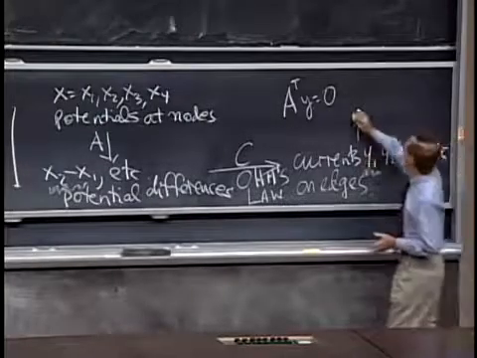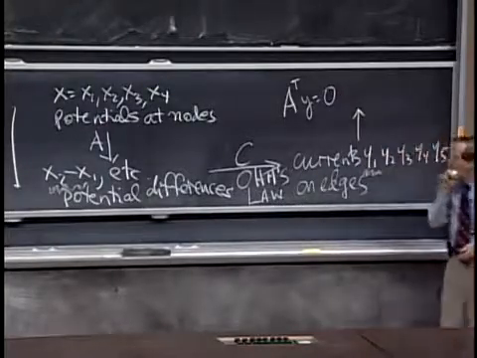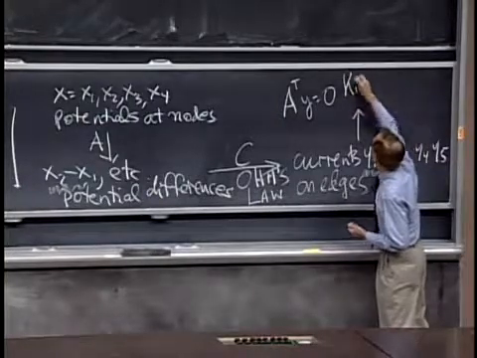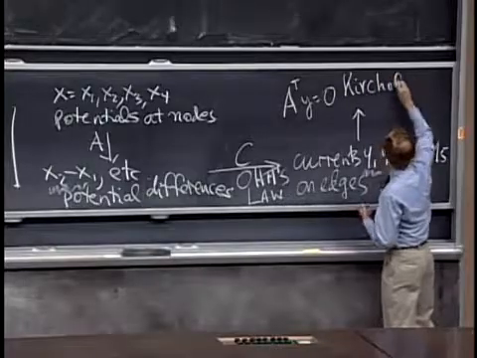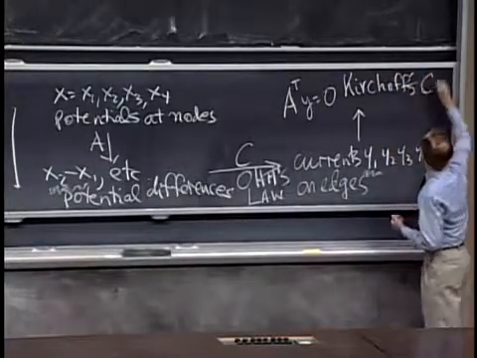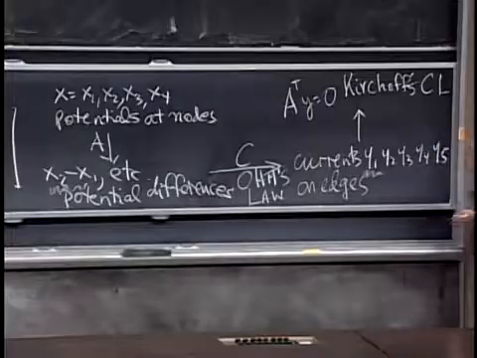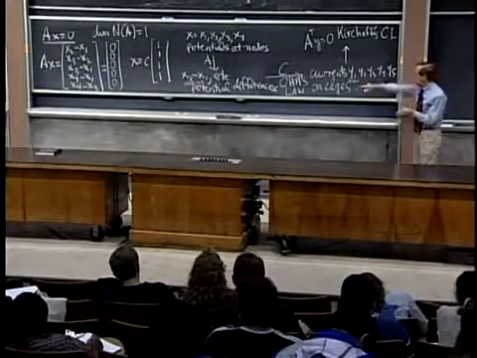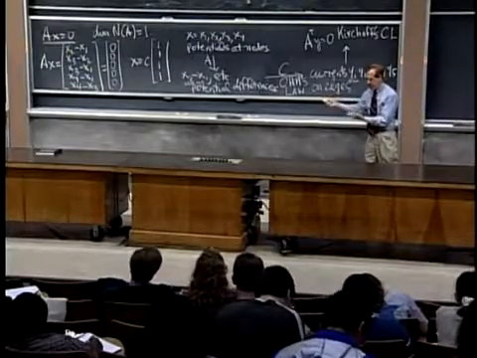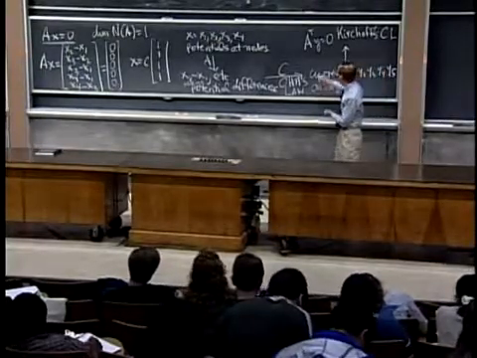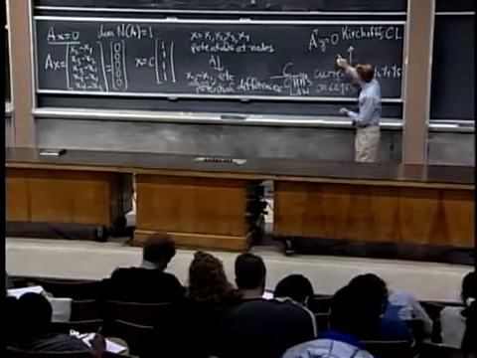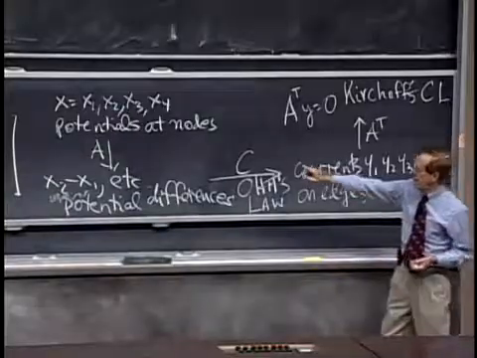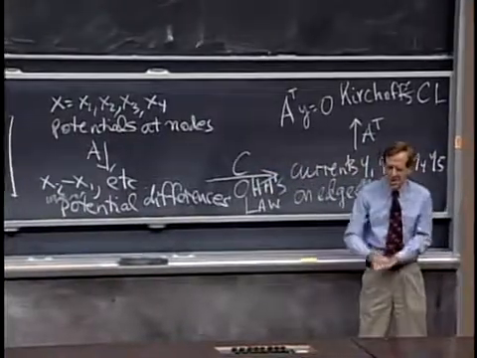And what is that saying? It has a famous name. It's Kirchhoff's current law, KCL. Kirchhoff's current law, A transpose y equals 0. So when I go back up to the blackboard and solve A transpose y equals 0, it's this pattern that I want you to see.